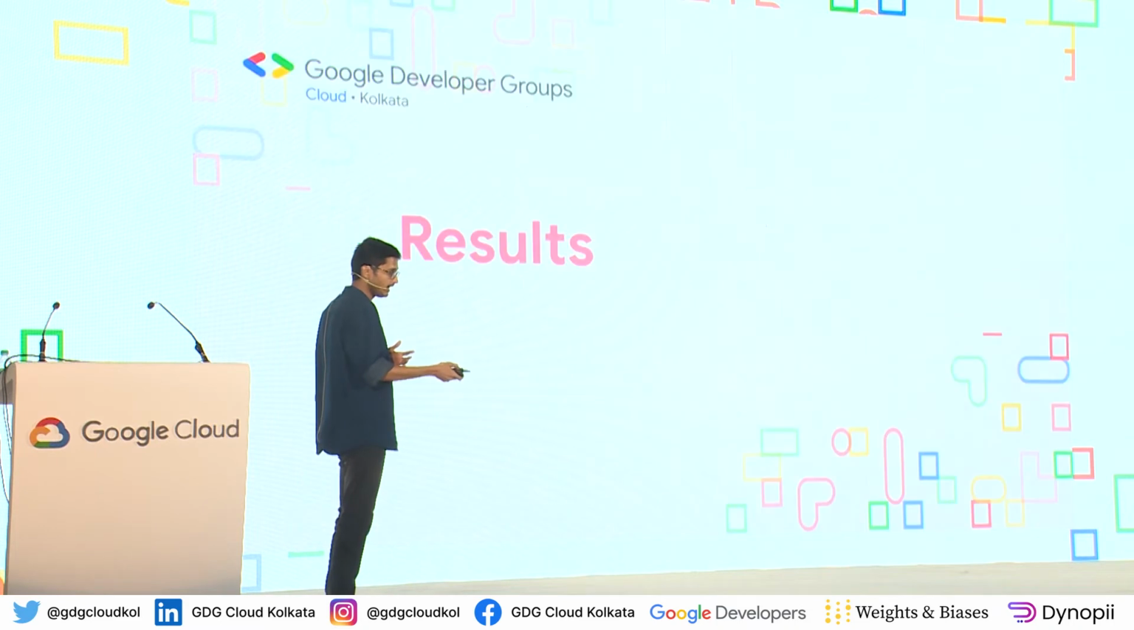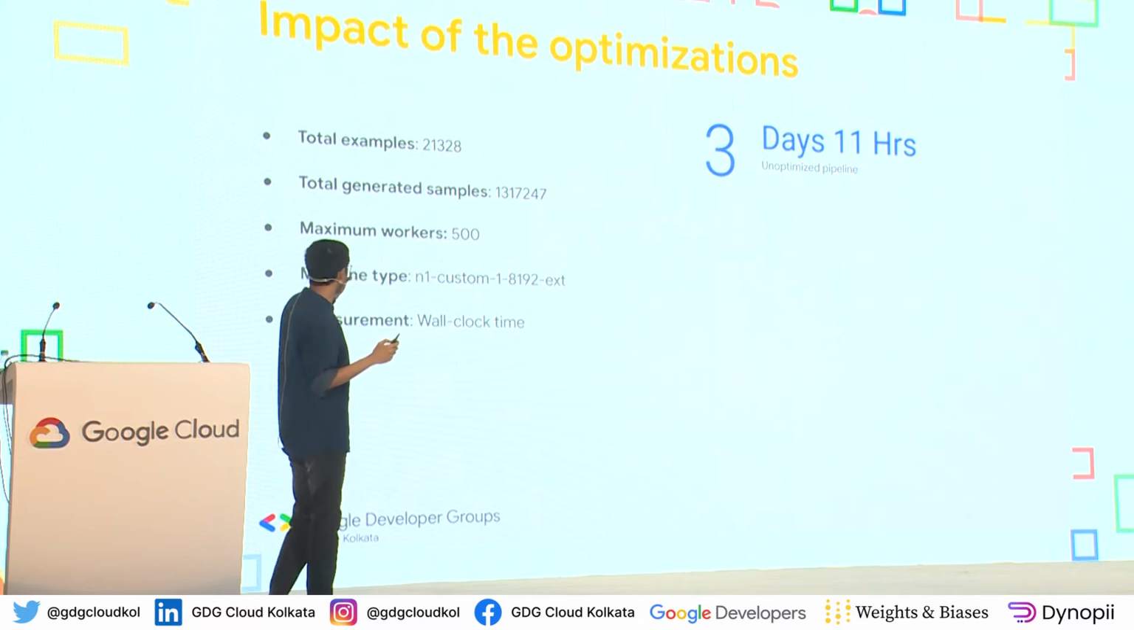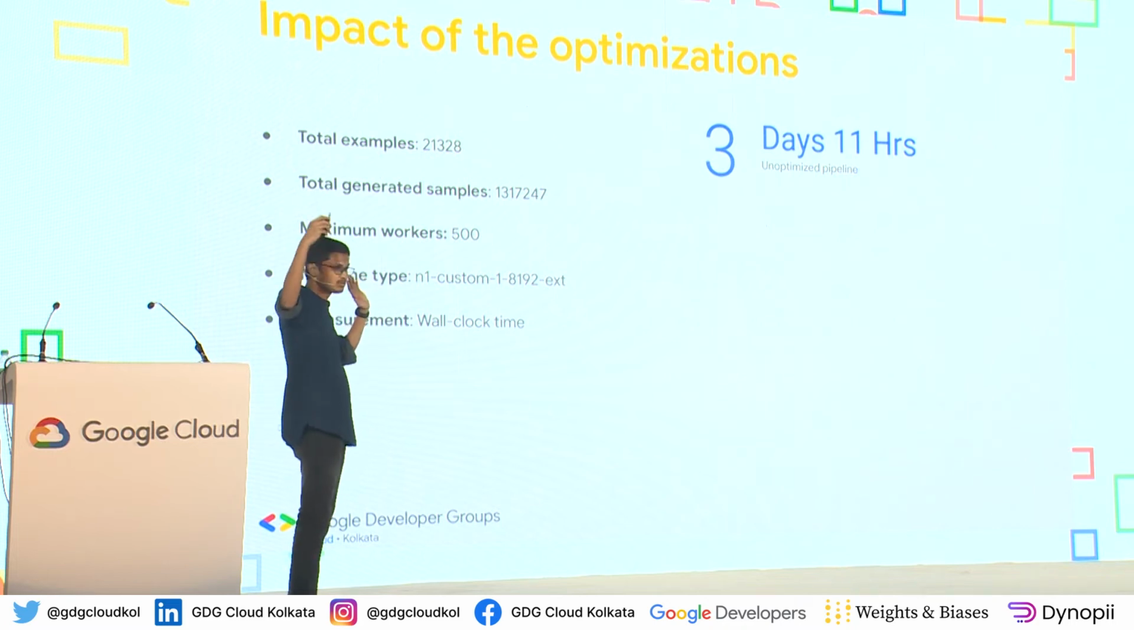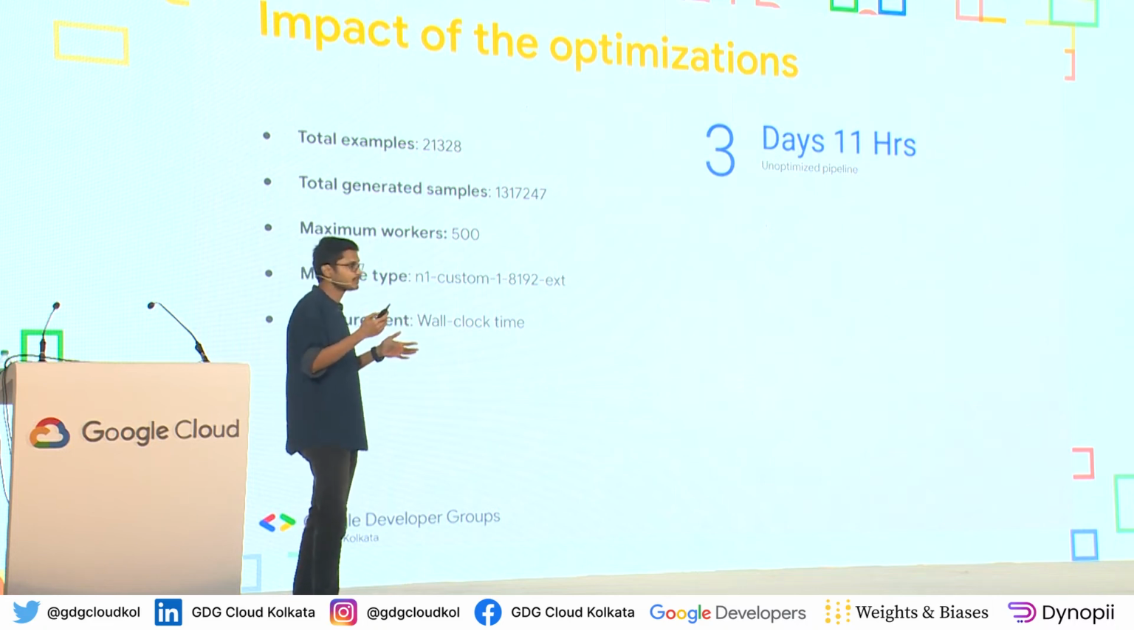All right. Let's get down to the results, probably the most interesting part. We are dealing with some 22,000 examples, so the total generated examples will be some 13 lakhs. The maximum number of workers that we used in Cloud Dataflow was 500. Let's imagine 500 different computers working in parallel. We used an N1 custom machine type, again very GCP specific. And our measurement was the wall clock time.